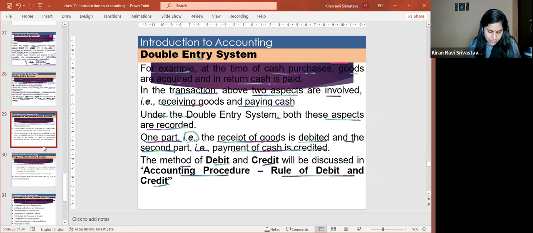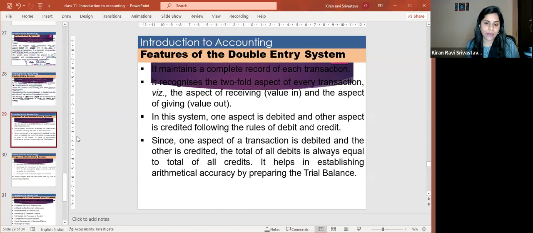Now, next are the features of the double entry system. What are the features of the double entry system? It maintains a complete record of each transaction. It recognizes the twofold aspect of every transaction, that is the debit side and credit side. The aspect of receiving: when I took a loan from Anandini, the aspect of receiving is the cash, which I recorded. And the aspect of giving: Anandini gave me the loan. So both I have recorded, that I received cash and Anandini gave it to me. I'm not just recording that I am receiving cash. Both the aspects I'm recording under the double entry system.